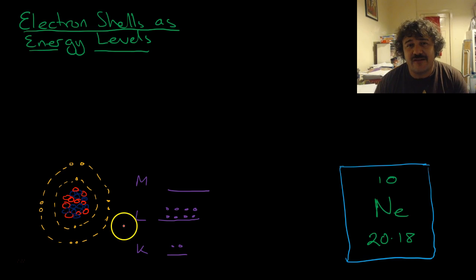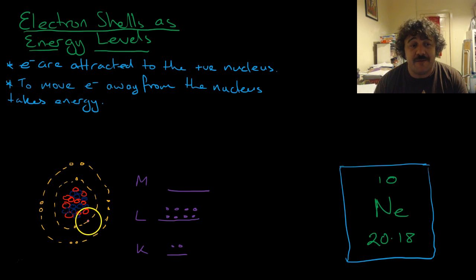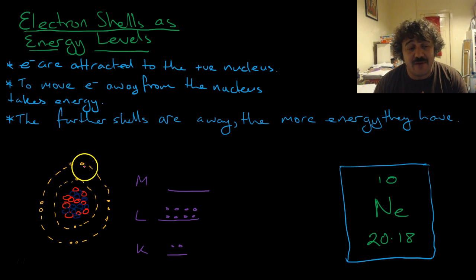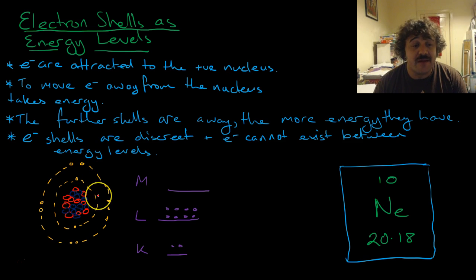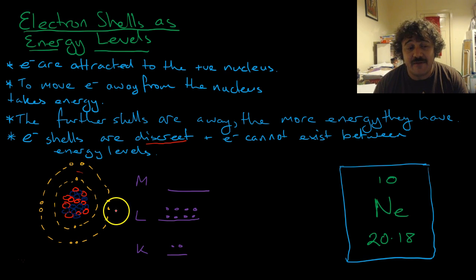So let's think of electron shells as energy levels. Electrons, because they're negative, are attracted to the positive nucleus. That's the easiest place for them to be. To move them away from the nucleus takes energy. So the further away a shell is, the more energy it has. Now, this is really important: electron shells are discrete, and an electron cannot exist in between shells. So you can't have it in shell 1.5. That does not exist.